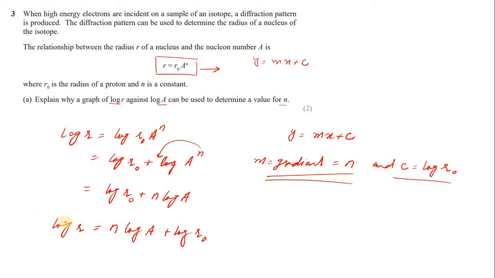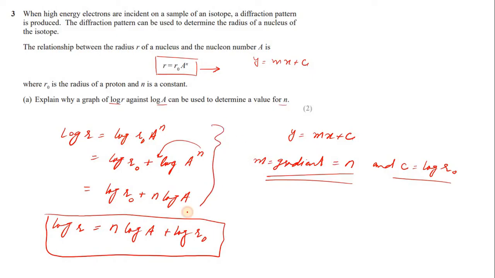So log of r is equal to n log of A plus log of r0. Remember these three steps. You can skip the second and the third step if you are okay with your mathematics. It depends upon you.